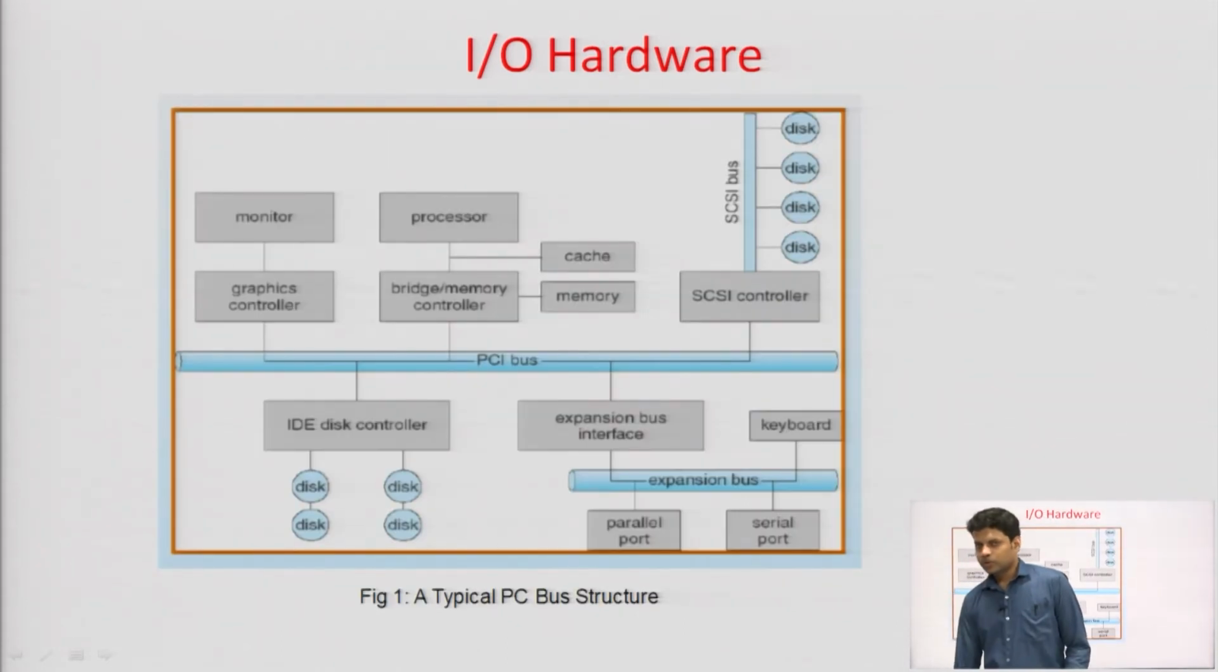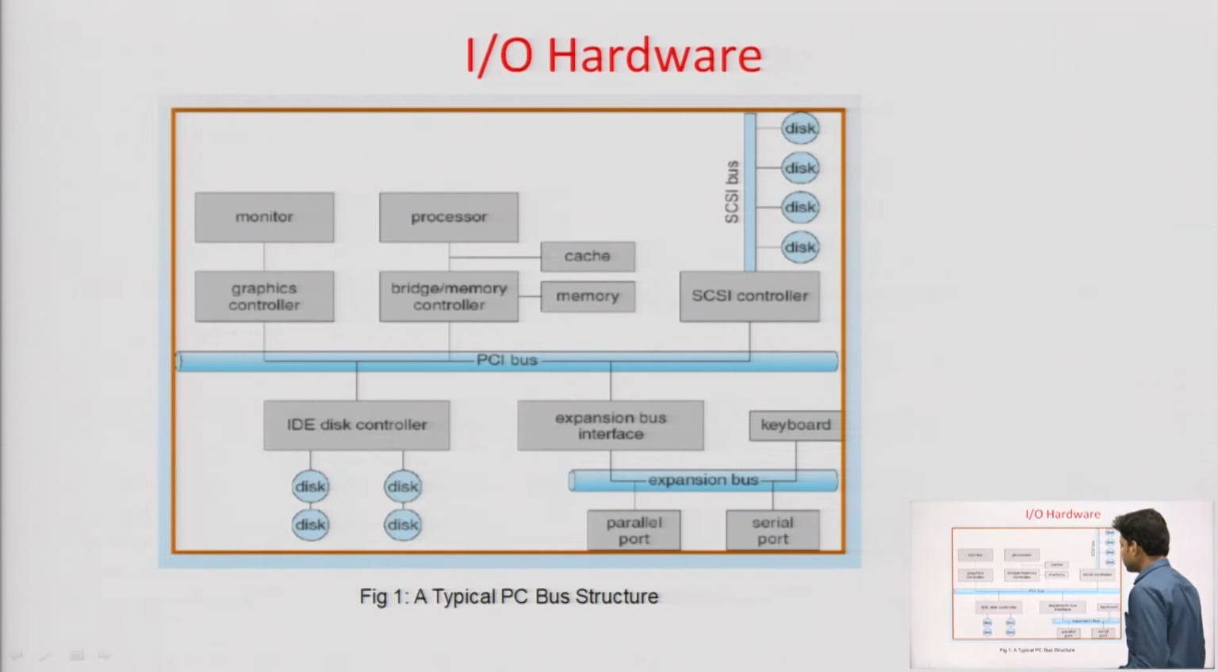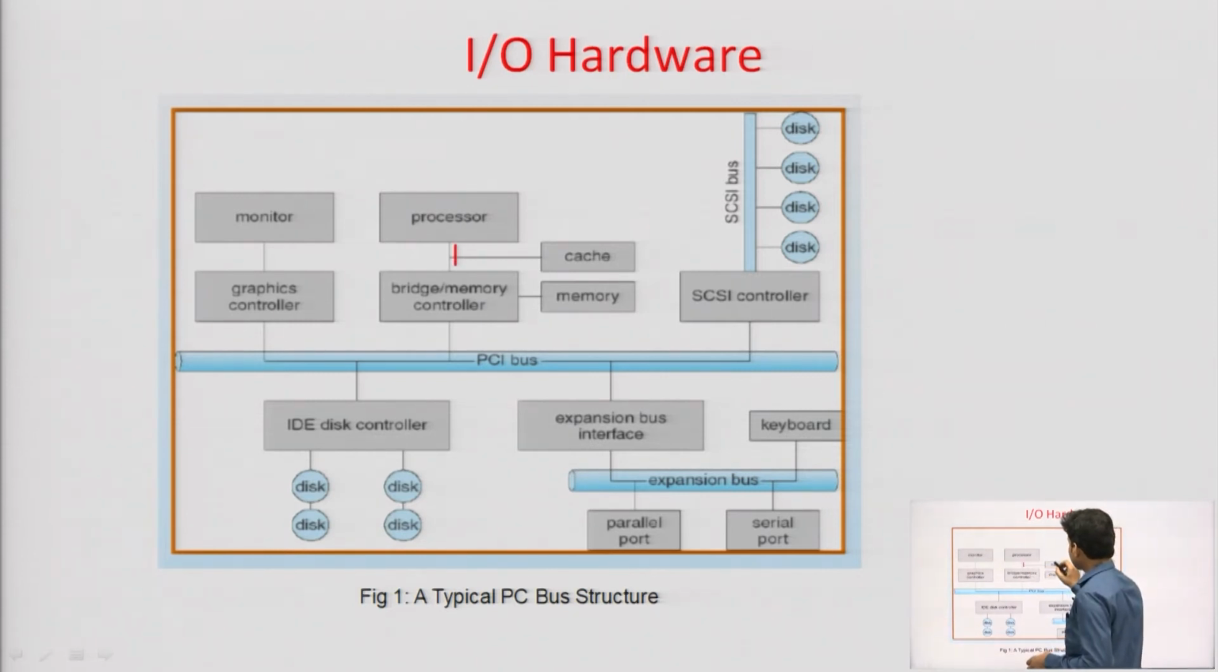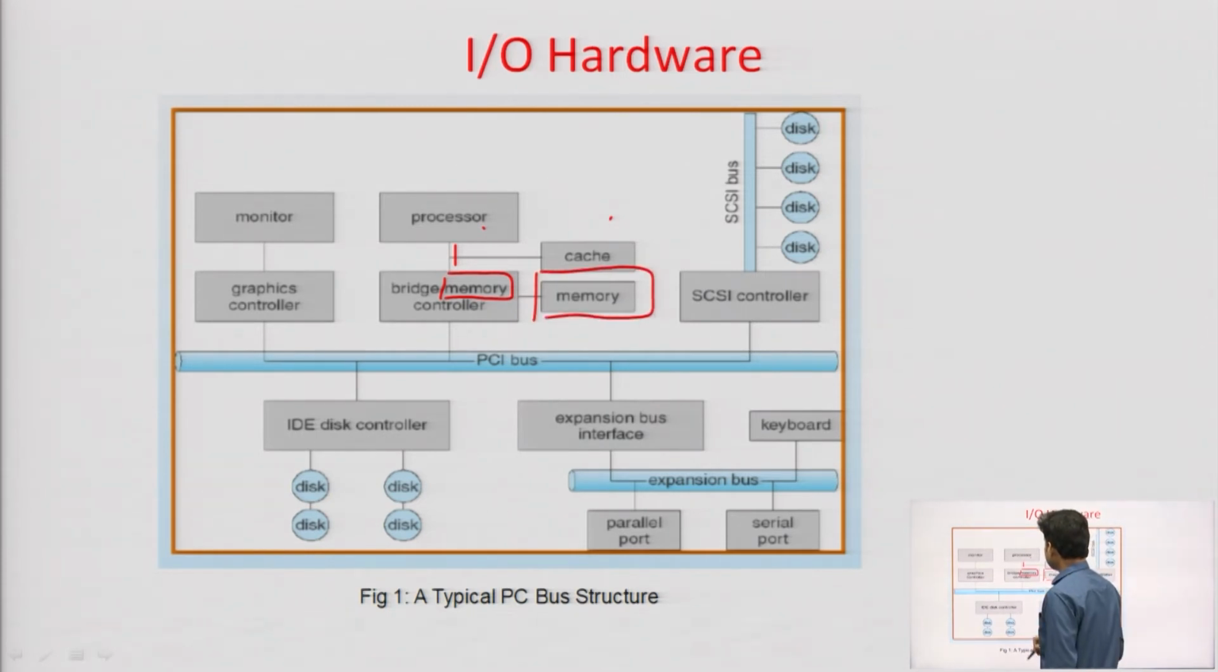So this is a simple typical bus structure. Here you can see this is your processor. In between this processor and memory there is a cache, and there is a memory controller. Whenever you are talking about some hardware, it should have its own controller. So this is your memory, and there is a memory controller. All are connected to this PCI bus.